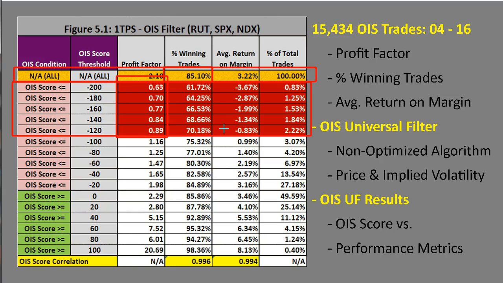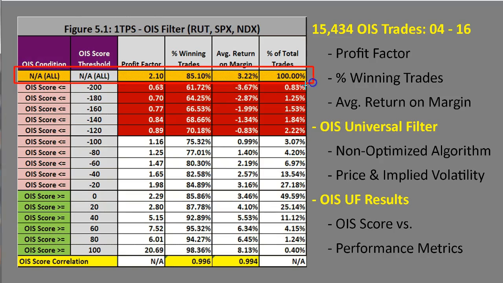Again, the purpose of the OIS score is to identify both favorable and unfavorable environments, and by definition, these are the lowest OIS scores, which is the least favorable environment for entering OIS strategies. As a result, we would expect the results from this region to be worse than the unfiltered strategy itself.